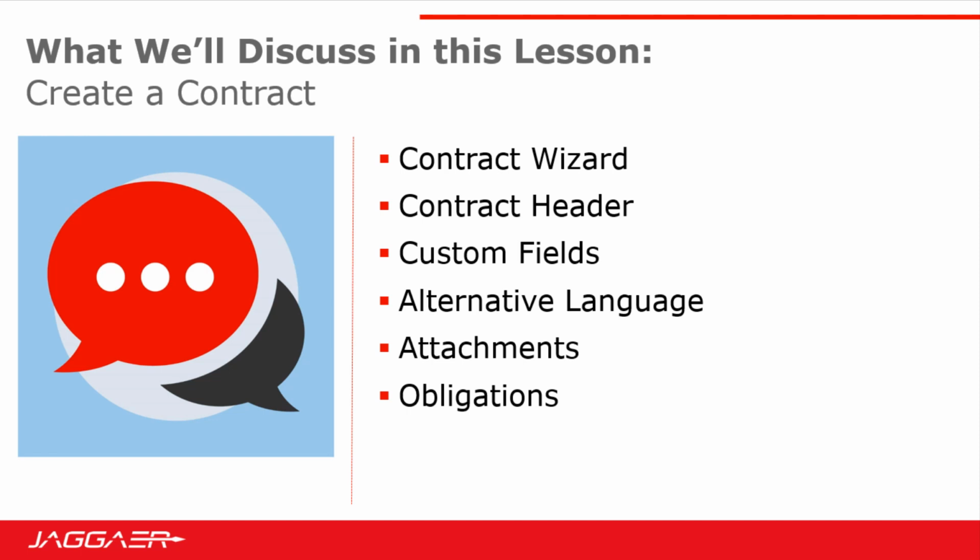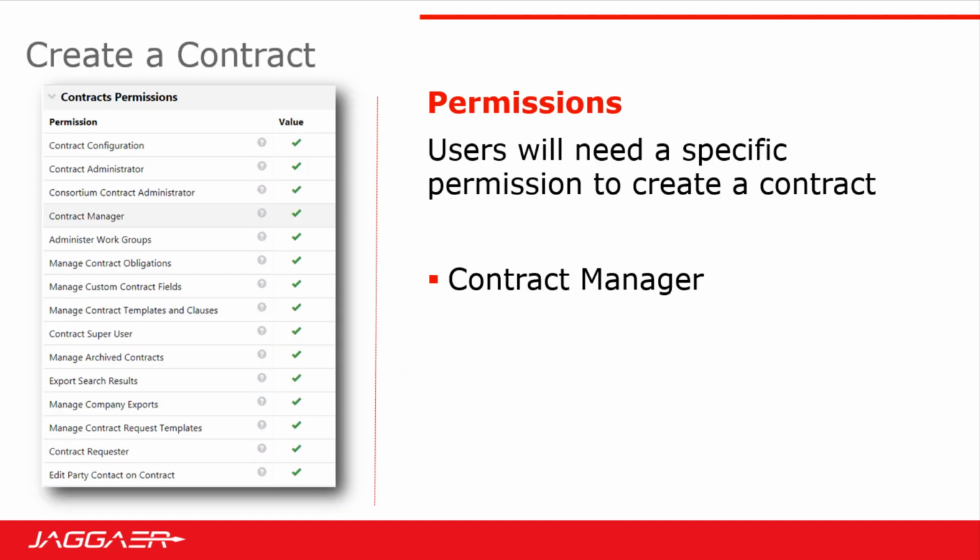For our next lesson, we are going to create a contract. In this lesson, we'll discuss the contract wizard, the contract header, custom fields, alternative language, attachments, and obligations. To perform the tasks in our training today, you will need the contract manager permission found under contracts permissions.